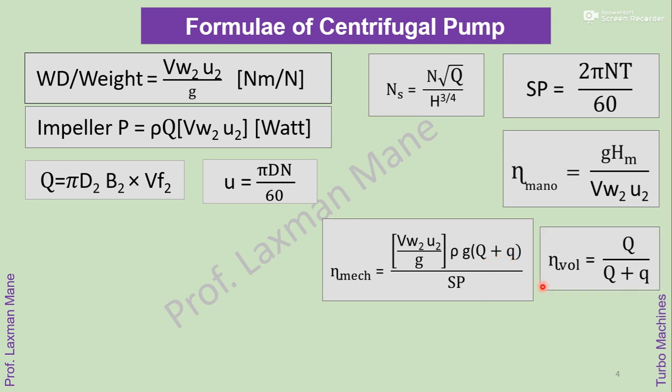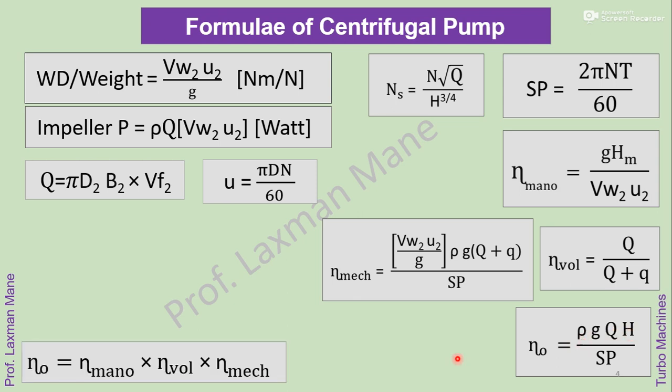shaft power. Volumetric efficiency is equal to capital Q divided by capital Q plus small q, where this Q is the discharge at the delivery pipe and this capital Q plus small q is the discharge available at the impeller. Overall efficiency is equal to rho g Q H divided by shaft power. Rho g Q H is water power. Relation between the efficiencies: overall efficiency is equal to the product of manometric efficiency, volumetric efficiency and mechanical efficiency.